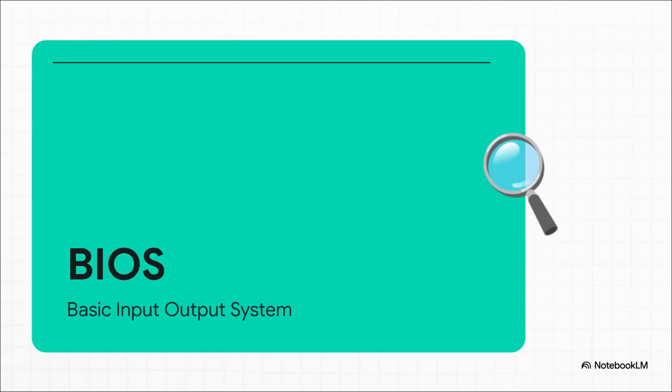To start things off, we really have to talk about BIOS. That stands for Basic Input-Output System. Think of this as the fundamental system that wakes your hardware up. You see, before your computer even realizes it has a screen or a keyboard, the BIOS is that underlying firmware that boots everything up and just makes sure the physical parts can actually talk to each other.